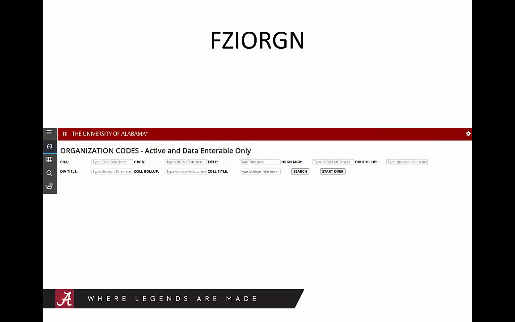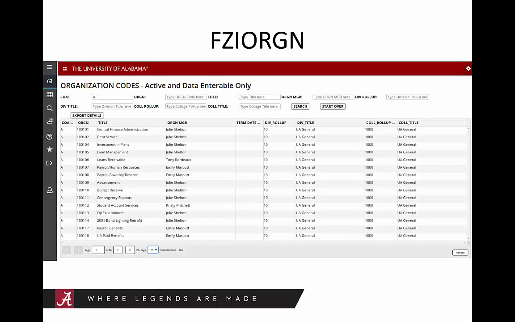Now, if we look at FZIORGN, the page opens to a blank query. This happens the first time querying the page in your Banner session. I queried for chart of accounts equals A, and you can see the results. You can change filter values and search again, start over, and export the data to Excel. You can also sort on the column headers by clicking on them.